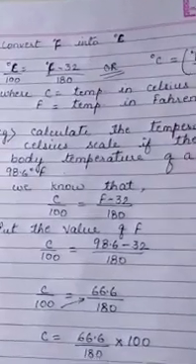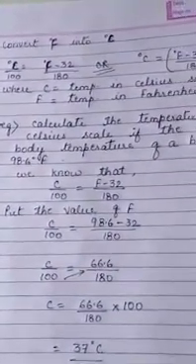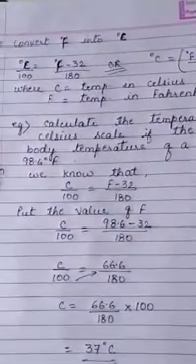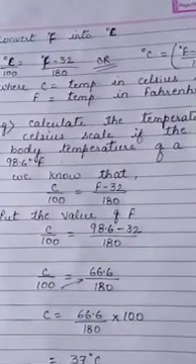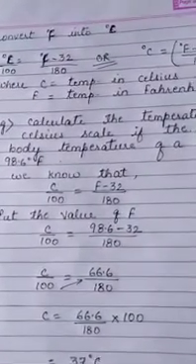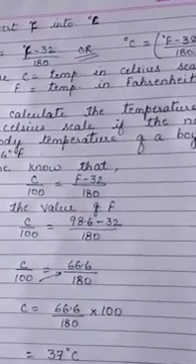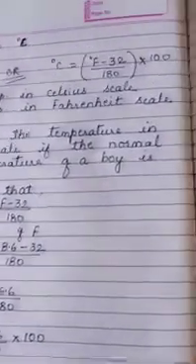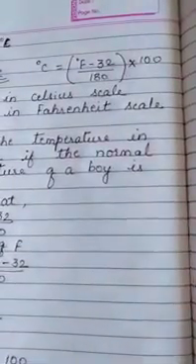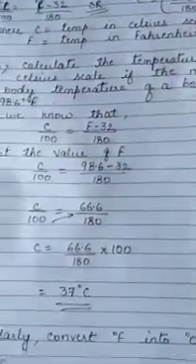To convert degree Fahrenheit into degree Celsius, we will use the formula C upon 100 is equal to F minus 32 upon 180, where C is the temperature in Celsius and F is the temperature in Fahrenheit. You can also use this formula. Okay, now see the question here.